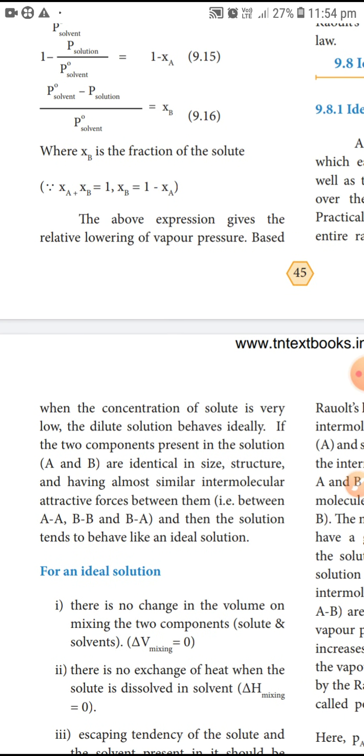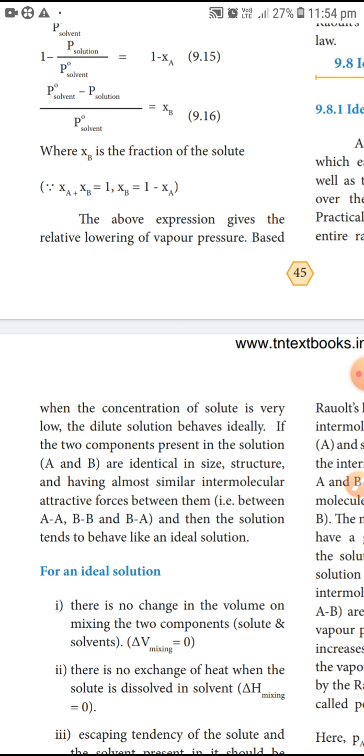If the two components present in the solution, A and B, are identical in size and structure, and have almost similar intermolecular attractive forces between A-A, B-B and A-B, then the solution tends to behave like an ideal solution.